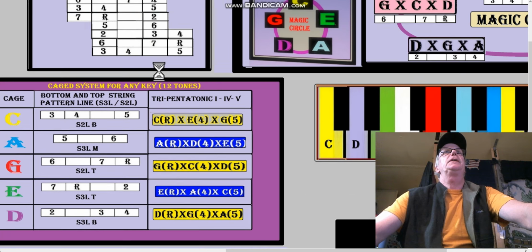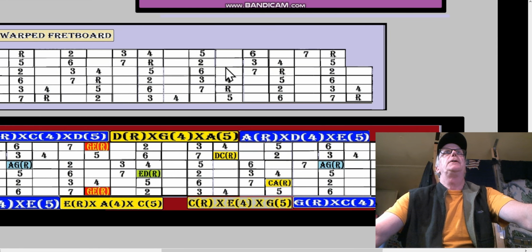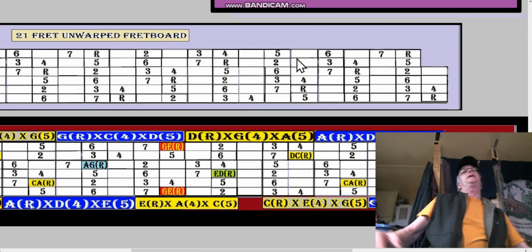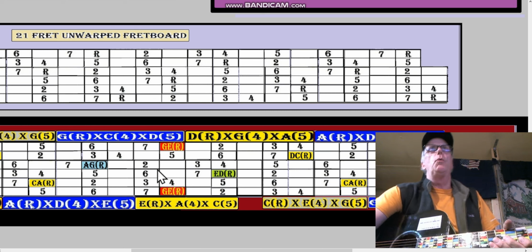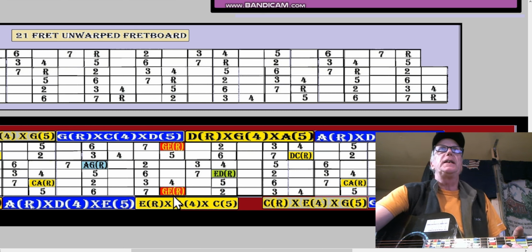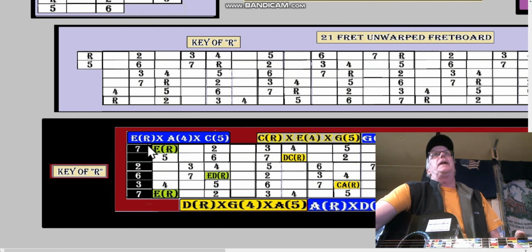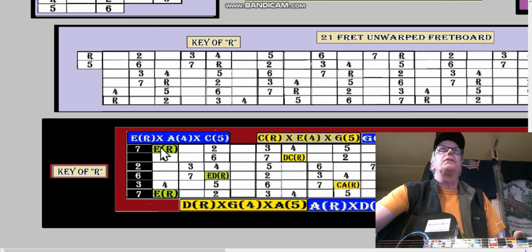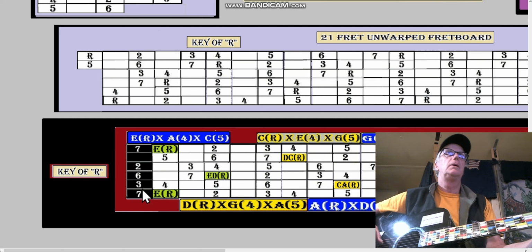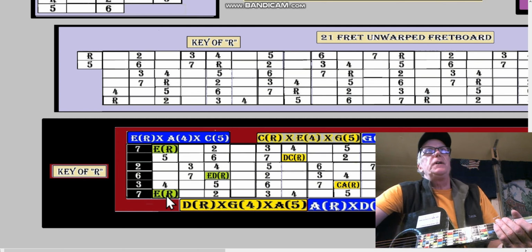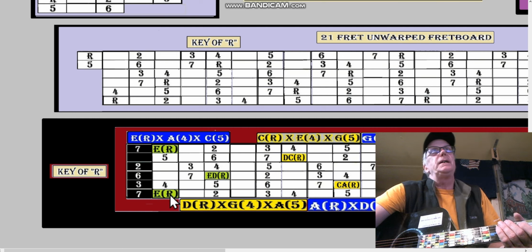So let's look at the fretboard down here. If we want to play an E shape, it doesn't matter what the key is. It's the key of R. It says it right here, the key of R. I've got to start the fretboard somewhere, so I'm going to start it on 7 and have this be the root. Call E the root, call this a non-playable. I just want to have it there. That's why it's black. It's non-playable.